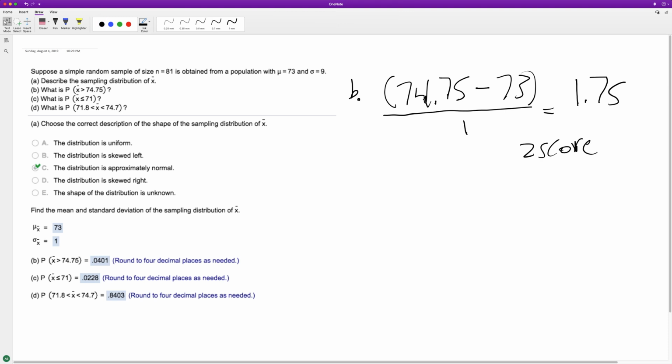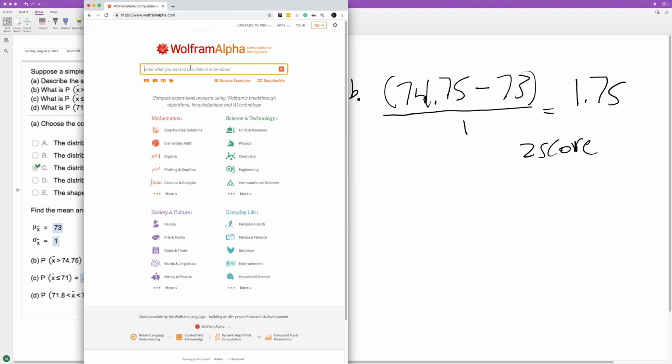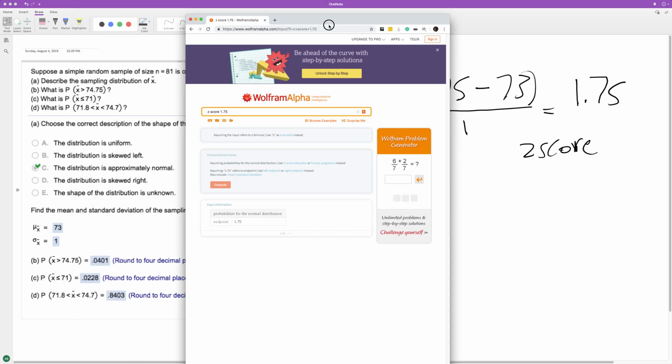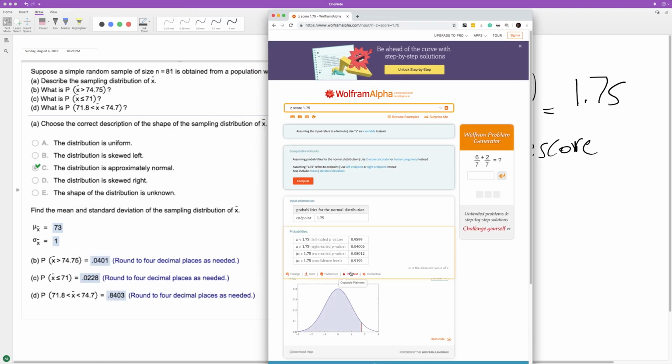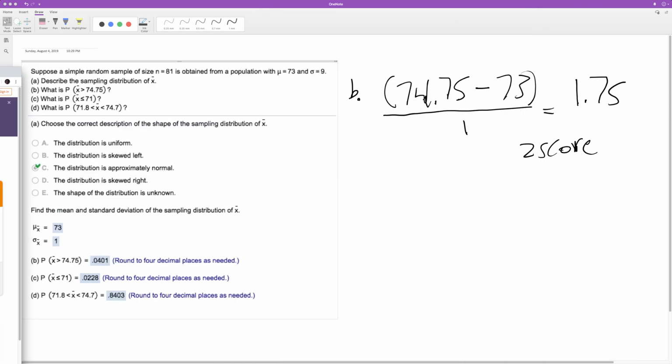of 1.75. You can use a z-table chart, or you can go to Wolfram Alpha or some other calculator. Z-score of 1.75, and we want greater than, so it's going to be the right side, so greater than 1.75, 0.04006. Round this to 4 decimals, the 6 rounds up to 1 over here, so 0.0401, and that's how we got the result there, B.